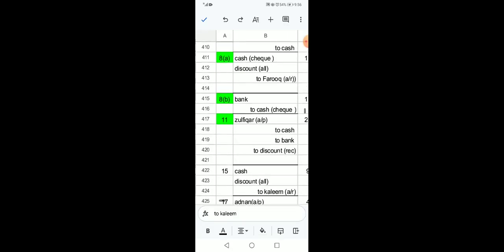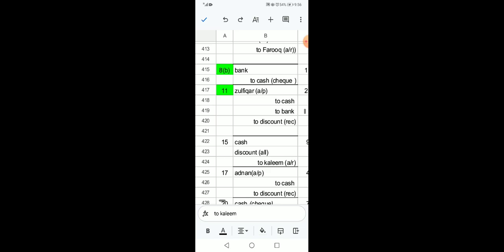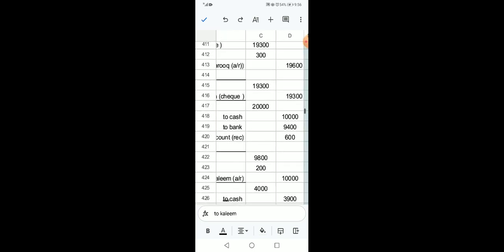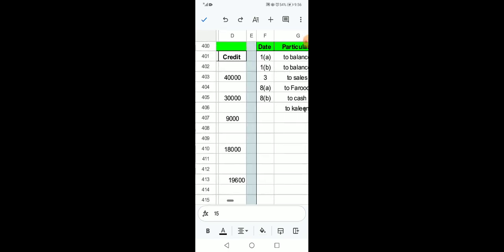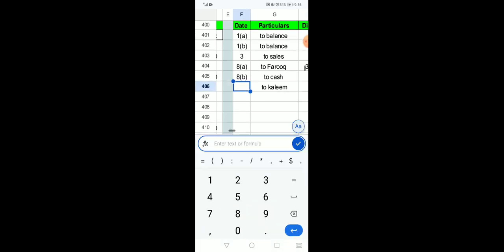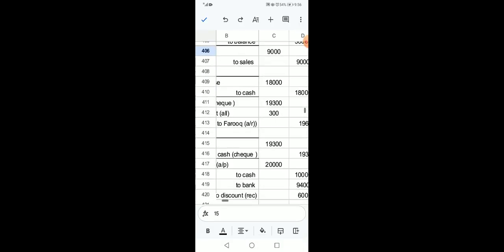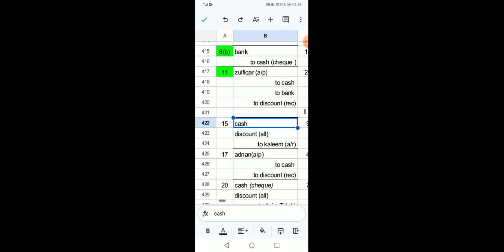Kaleem or Kareem? It is Kaleem. Okay. So amount of cash is 9800. You have posted and now date is 15. So you will mention date over here as 15. There were two elements in 15th entry, cash and discount.